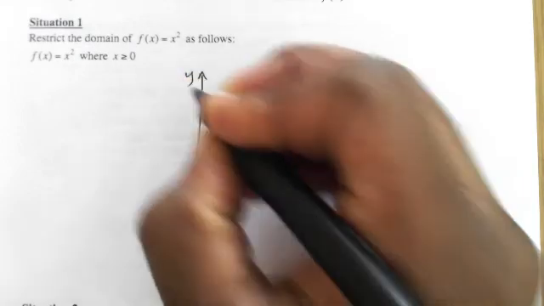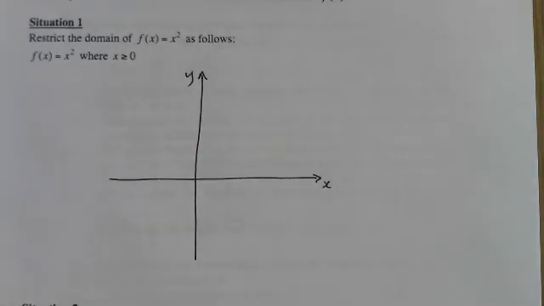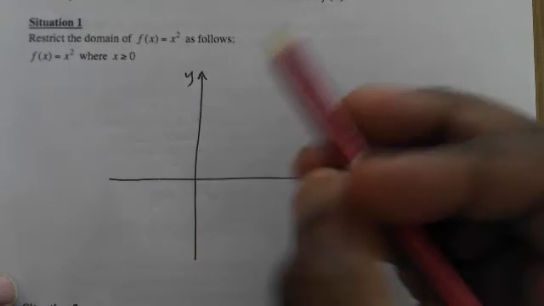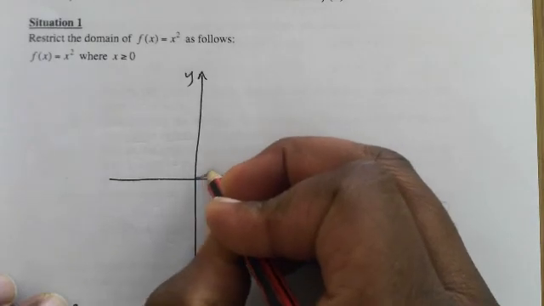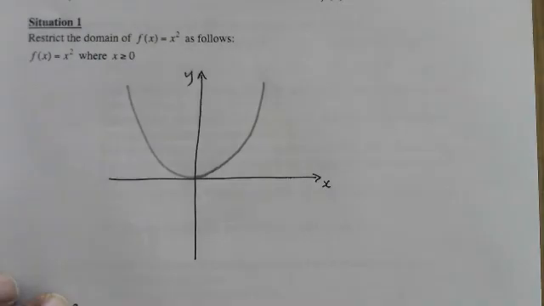Okay, so y-axis, x-axis, okay, let me see. Alright, so this is our original graph, right? The f of x is equal to x squared, this one that I'm going to draw with a pencil here. Okay, that's our original graph, right? But now, we are using a new domain for this graph, okay? So we are only going to take values where x is greater than or equal to 0.